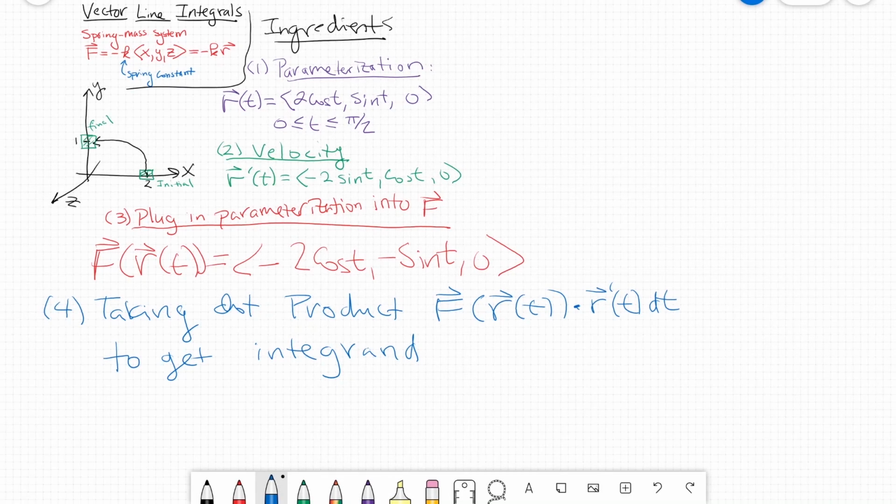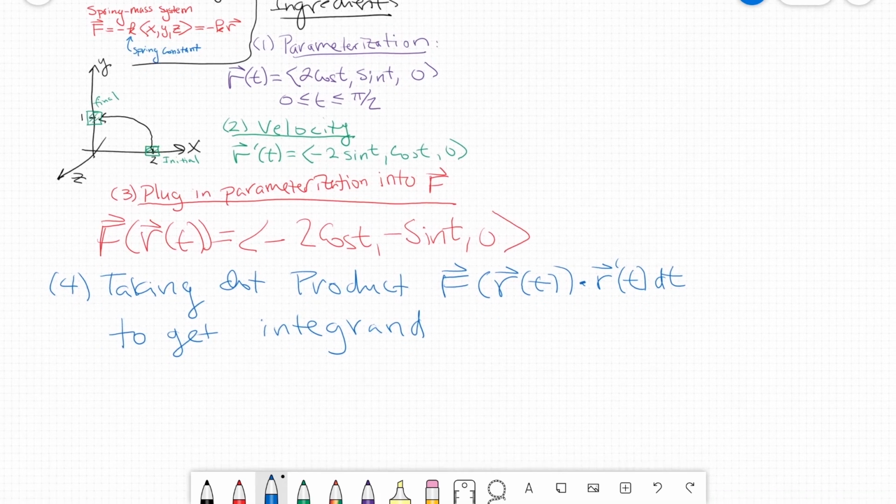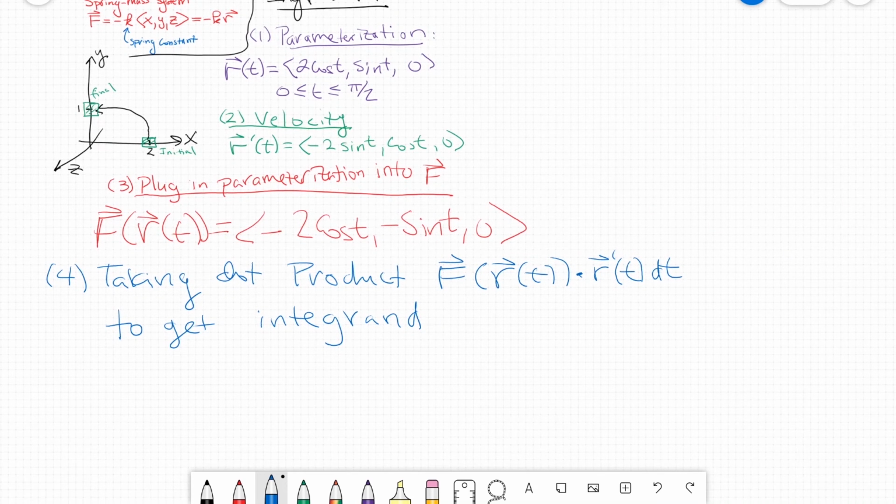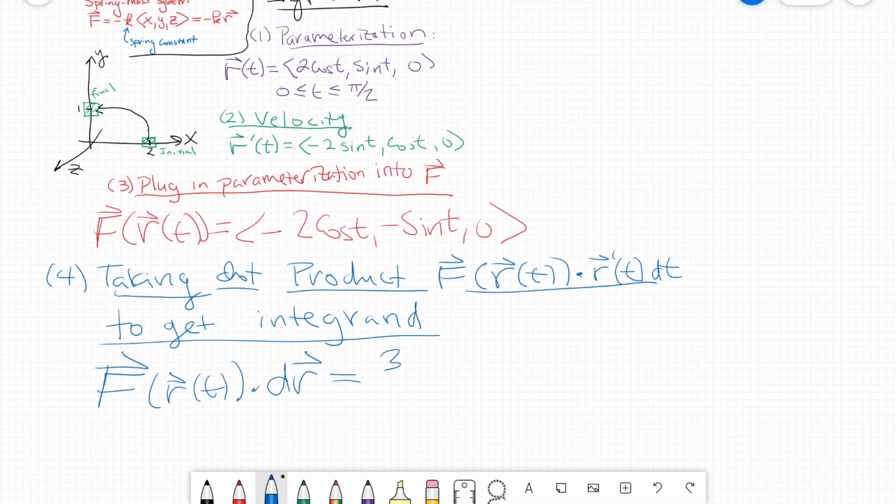Thus, in the previous parts, we found our different ingredients. One was the parameterization, two was the velocity, three plugging in the parameterization into our vector field, and four taking the dot product to get the integrand. We found the integrand to be equal to 3/2 sine of 2t. In this part, we'll put it all together in our formula.